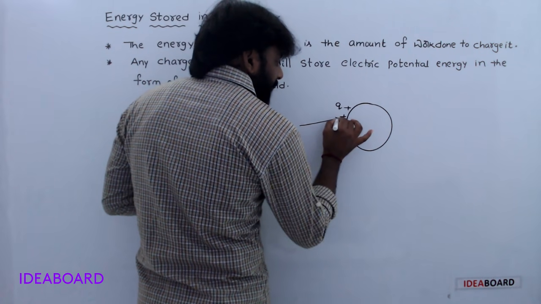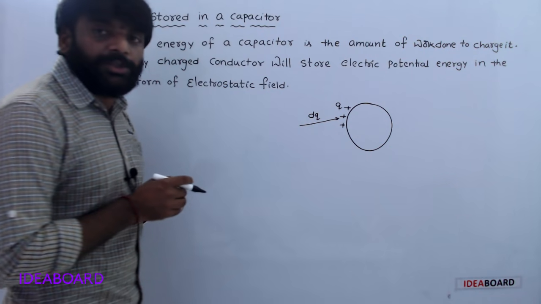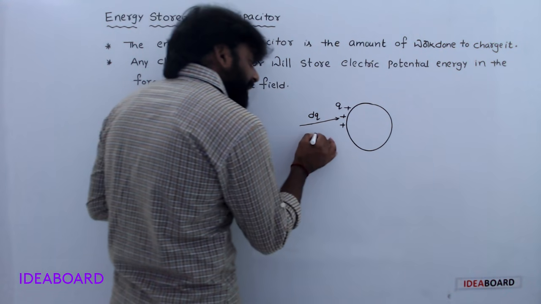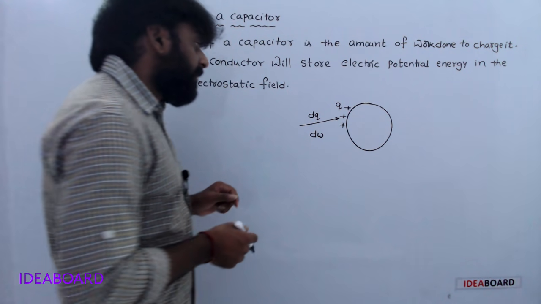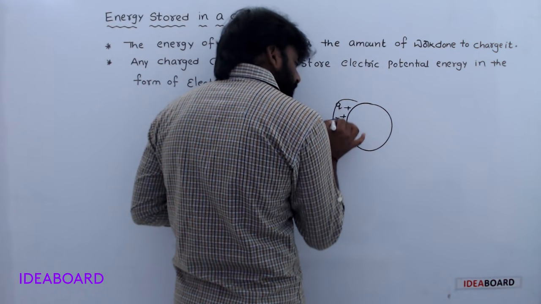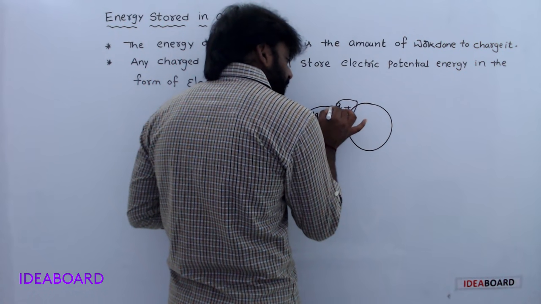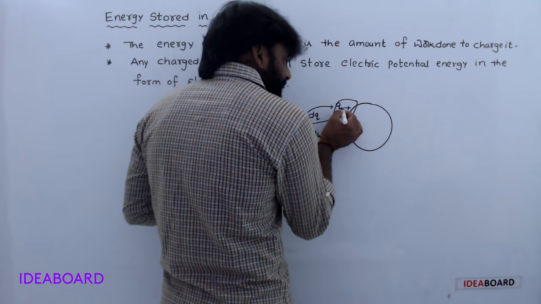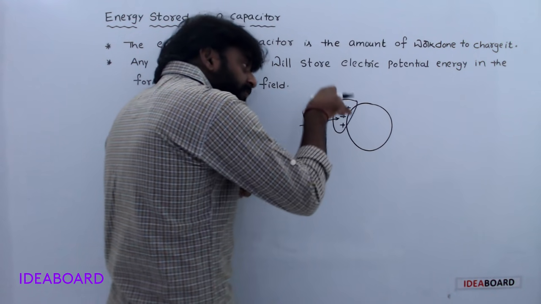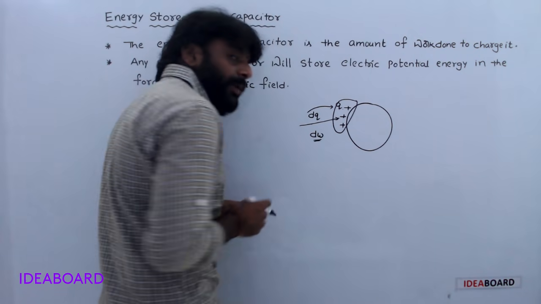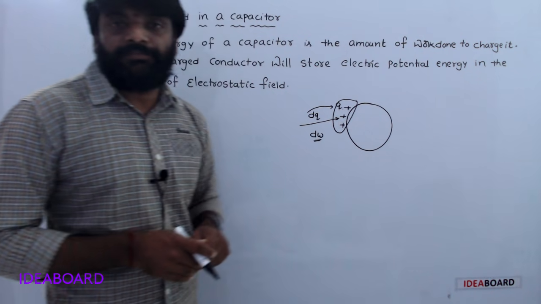To give additional charge to this one, some work is required. Why is additional work required? Because it already has some charge, and you are giving some additional charge to it. That means the existing charge opposes this one. To overcome that opposing force, some external work is required. That work done is stored in the form of potential energy.